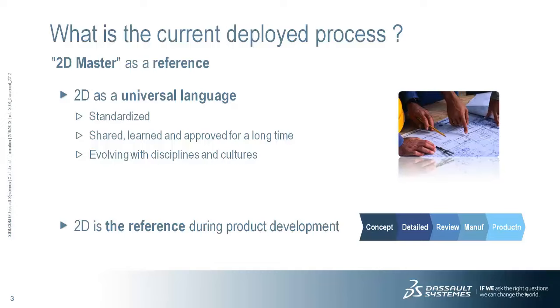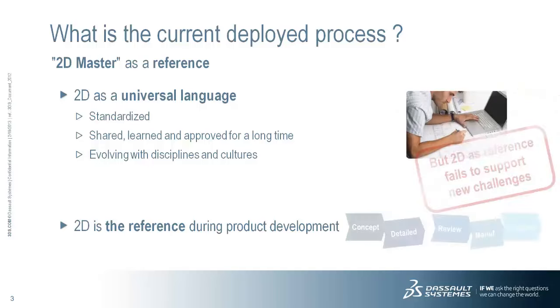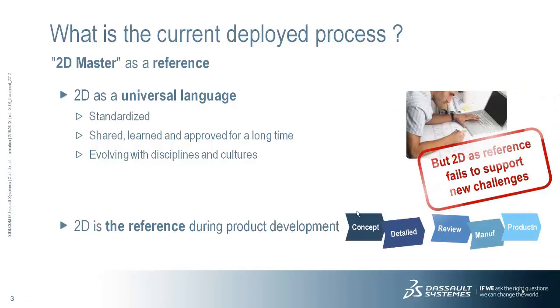2D is the reference which is produced during the product development across all phases from conception to production. And from each of these phases, which are quite sequential today, there is a specific and formalized way of identifying and creating specific 2D deliverables, which correspond to the phases of the product development cycle. But nevertheless, at the end, using 2D as a reference has some failings. And there are some new challenges which people are facing where 2D cannot deliver the improvements which people are seeking.